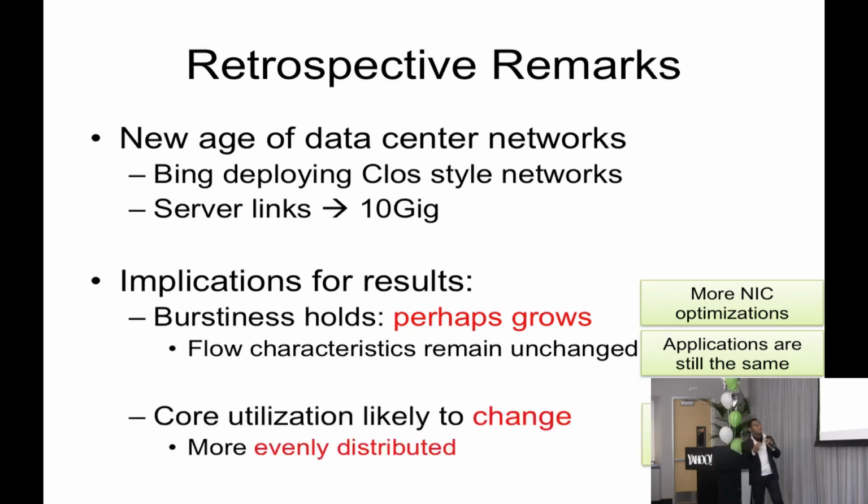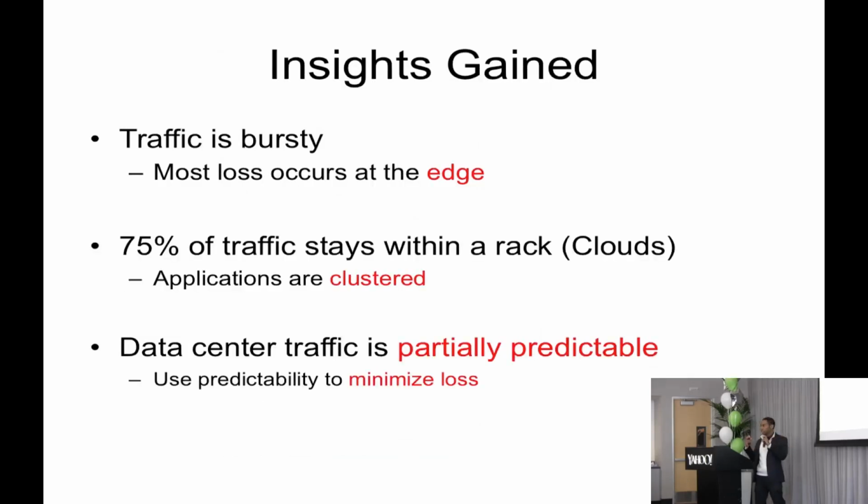And essentially, in terms of distilling all the information I've covered: traffic is bursty. A lot of losses occur in data centers, and this occurs at the edge, where the first amount of burst hits the network. A lot of traffic stays within the rack right now, just because a lot of things are rack aware or locality aware. And data center traffic is partially predictable, and we've tried to use this predictability to minimize loss.